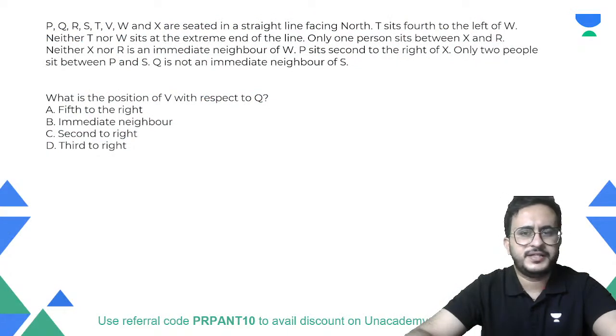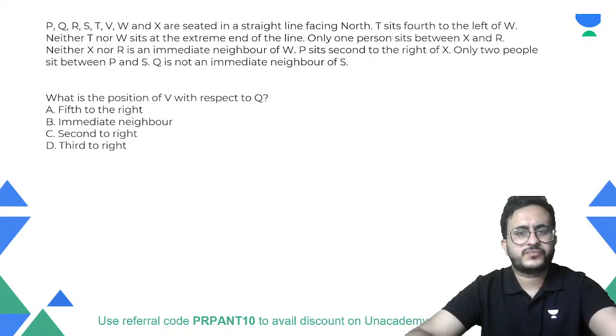All right, so let us start with the first set. It's a very easy set. It says that there are some people seated in a single line facing north, and some information is given to us. Let us make the arrangement of these people and make them sit around in a line. The first variety of questions in linear arrangement would be a simple linear arrangement.